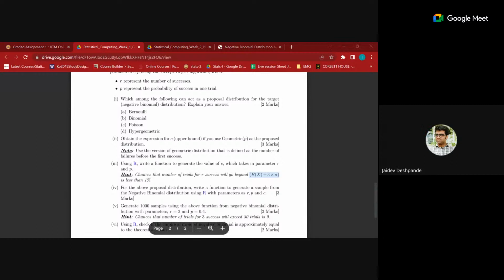We are not creating a function that creates a negative binomial distribution exactly for R equal to 3 and P equal to 0.4. It can be anything. It has to be general. Yeah, got it. So that was a useful question.